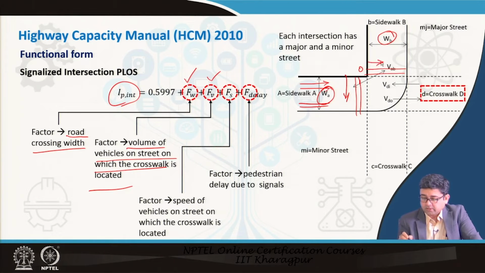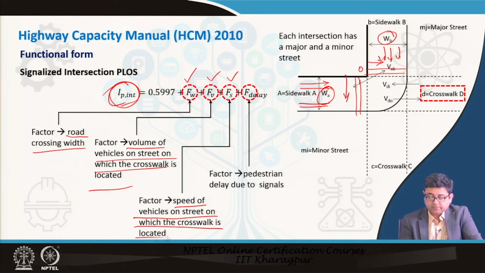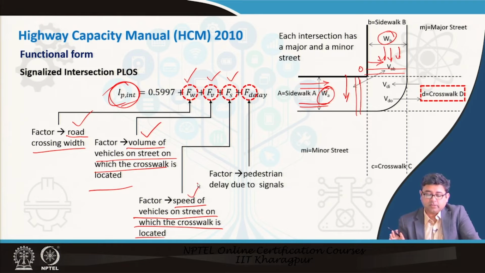Versus if you are trying to cross this way, what is the volume of the traffic on this road? So, that governs what the pedestrian level of service score of the intersection is. The third one is the speed of the vehicles on the street on which the crosswalk is located. So, you have to not only calculate the width of that road and the volume of vehicles on that road, but you also have to know the speed of vehicles on that road.